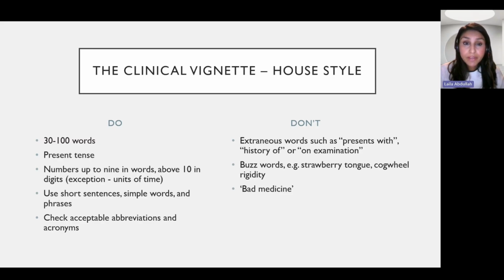Try to avoid buzzwords, so things like strawberry tongue or cogwheel rigidity, where you can automatically associate those with a diagnosis without reading the rest of the question. And avoid bad medicine. So this is where something has been done in practice which shouldn't have been done, and may lead to a complication or an error for the patient. And we'll go through examples of this shortly.